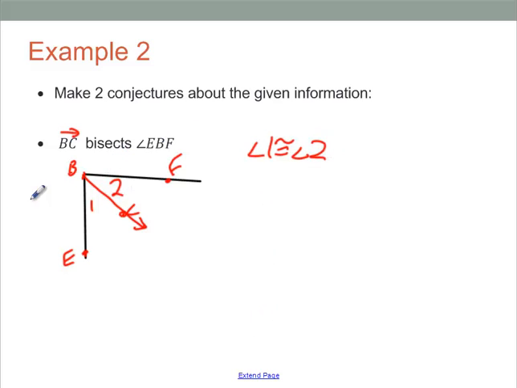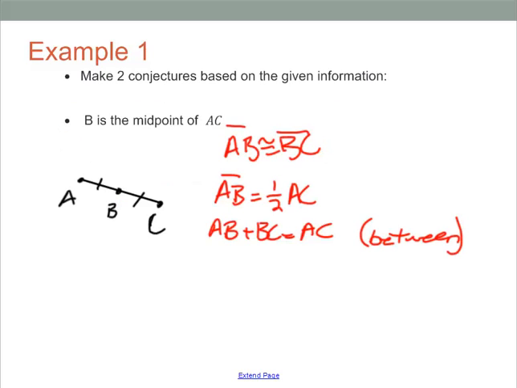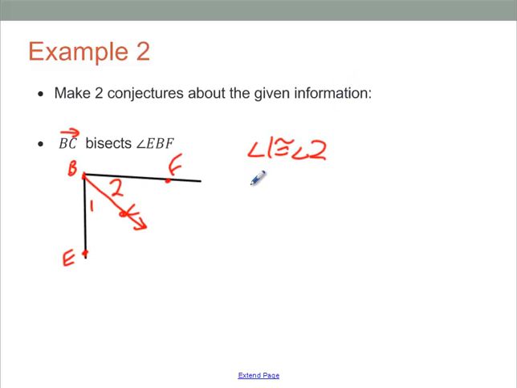Another conjecture we can make is similar to what we did on this previous slide. Is we could say that angle 1 is 1/2, and when we're talking about angle measures, we want to write the measure of angle 1 is 1/2 the measure of angle EBF. And then we could also say angle 1 plus angle 2 equals the other angle, but we don't need to right now.